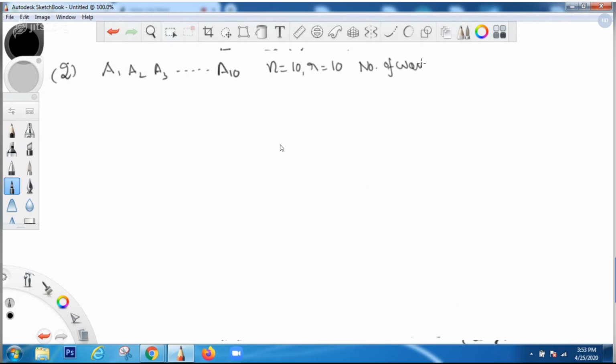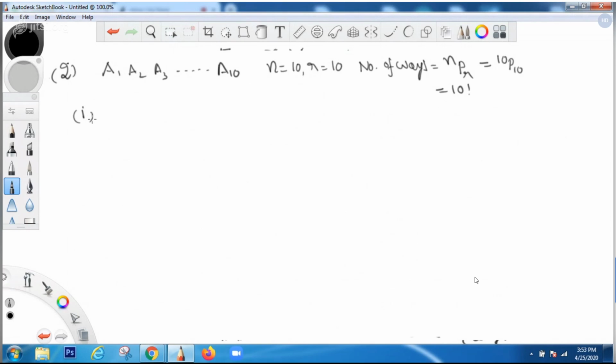Sorry, nPr, 10P10. I should not forget that formula. Permutation: number of arrangements is 10P10, which is equal to 10 factorial. 10 factorial means 10 into 9 into 8 into 7 into 6 into 5 into 4 into 3 into 2 into 1. So all possible arrangements without any condition is 10 factorial ways. Now they are putting a condition.